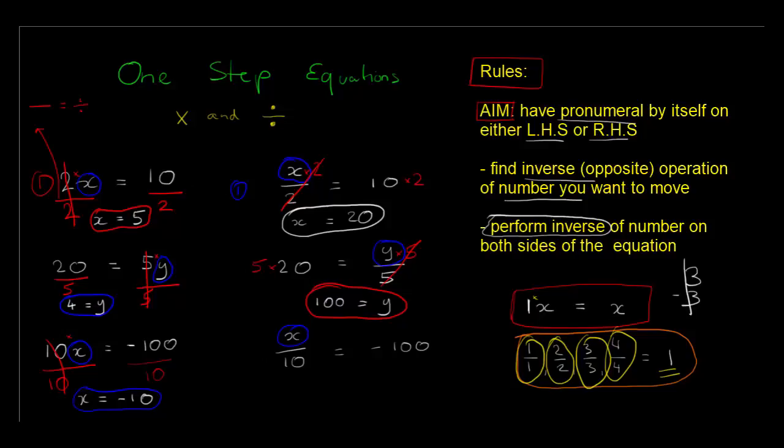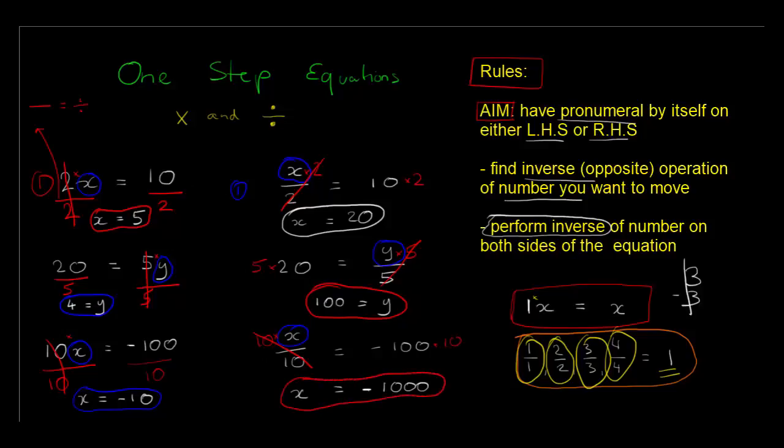We times both sides by that same number, so we times both sides by 10. Why? Because 10 divided by 10 crosses out, that's equal to 1, and we're left with just x on the left hand side. Now this is important. Remember, a negative number times a positive number stays negative. So minus 100 times 10 will be negative, and 100 times 10 is 1,000, so it'll be negative 1,000.